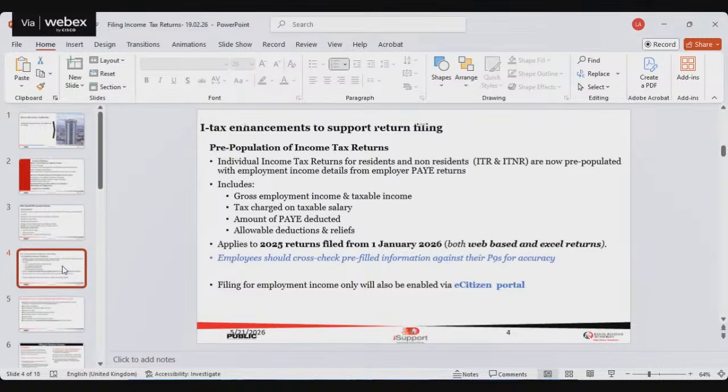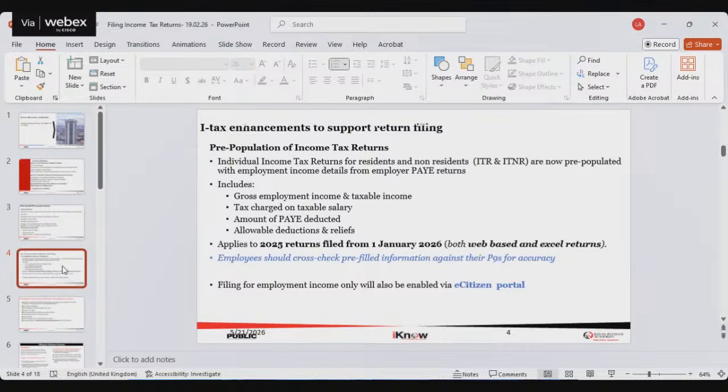So you'll be required to file. For filing for employment income, the commissioner has provided a simplified way of filing. There are several ways that you can file. The first one is by web form. This is whereby you just log into the KRA iTax system and are able to file.